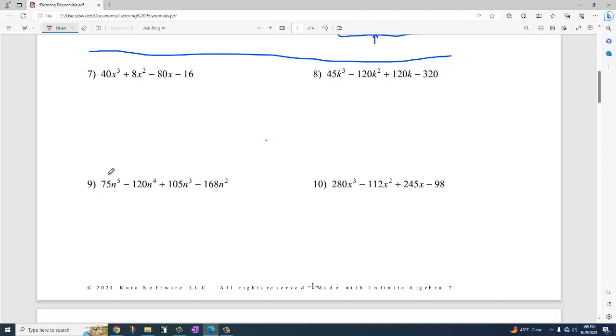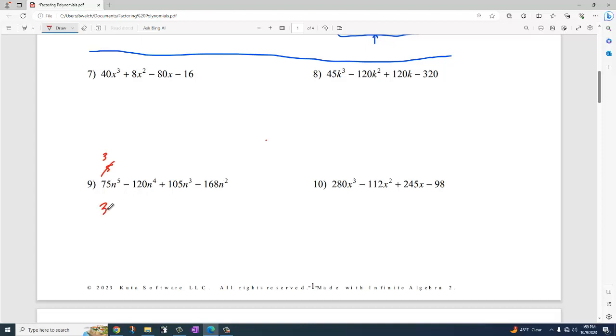75 divides by a lot of different things. 5 is one of them, but 168 doesn't divide by 5, so that's out. 3 goes in 75 evenly. 3 would go into 120. 3 goes into 105, and 3 does go into 168. But I'm going to have to figure out just how much. And notice they all have an n squared. Even if I can't pull a number, I might be able to pull a variable.